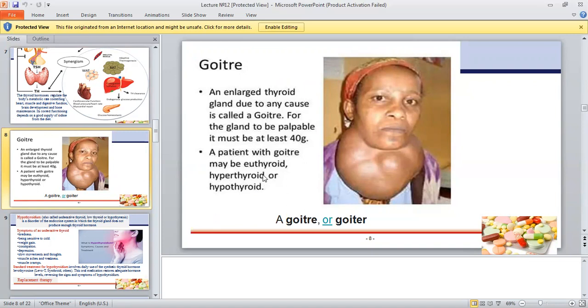Euthyroid is the condition when no disorder takes place. Hyperthyroidism is the condition in which the thyroid gland produces a high amount of hormones, and hypothyroidism is the secretion of less amount of hormones. So this is the general structure you can see. Okay, this is the thyroid goiter condition.